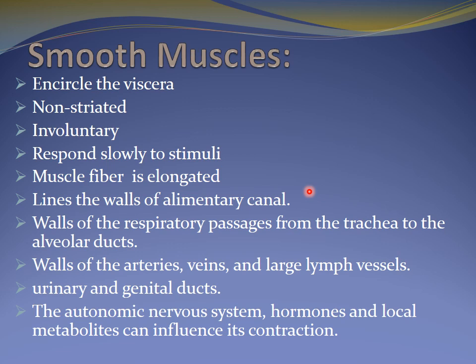Now the smooth muscles encircle the viscera. They are non-striated, involuntary, and they respond slowly to the stimuli. Their muscle fiber is elongated. They line the walls of the alimentary canal, the walls of the respiratory passages from the trachea to alveolar ducts, the walls of the arteries, veins, and large lymph vessels, and the urinary and the genital ducts. They are under the control of the autonomic nervous system. As they are involuntary muscles, the hormones and the local metabolites can influence them.